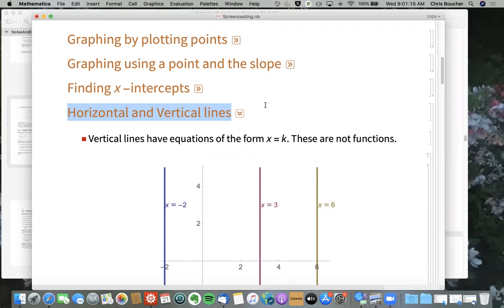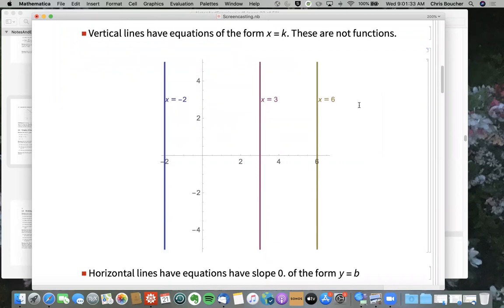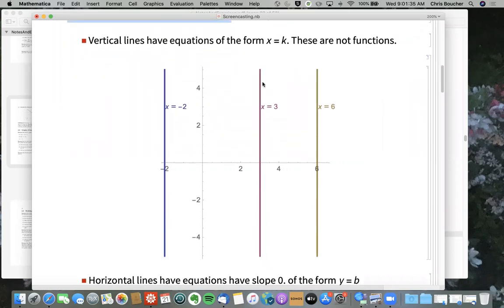A couple of special cases. So one thing about linear functions, of course, is the graph of a linear function is a line, a straight line. And there are two special cases of lines that are worth considering: horizontal and vertical lines. So a vertical line, you can see three vertical lines drawn on the graph here: the blue, the purple, and the olive greenish color over here. Vertical lines have equations of this form, and these are not functions. They're not functions because they fail a vertical line test.